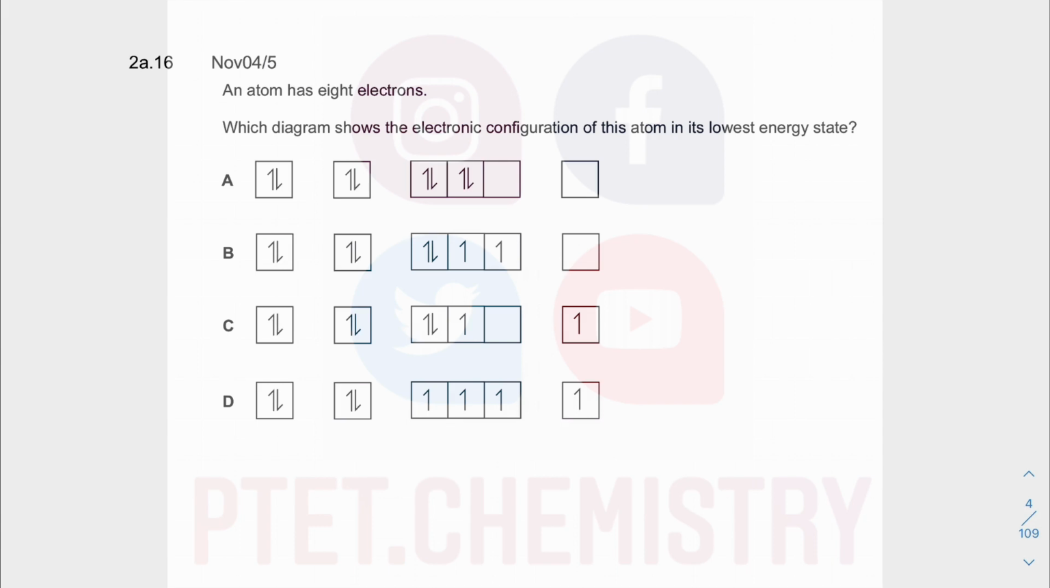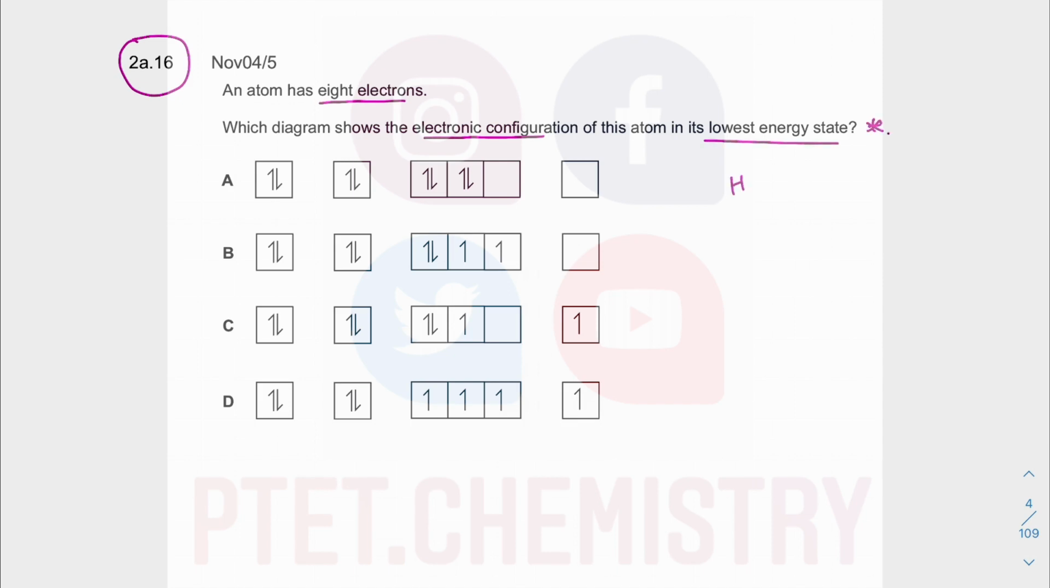So this is a continuation of a 5-question series on atomic structure. This one starts from question 16. It's saying that an atom has 8 electrons and they want the electronic configuration in its lowest energy state.